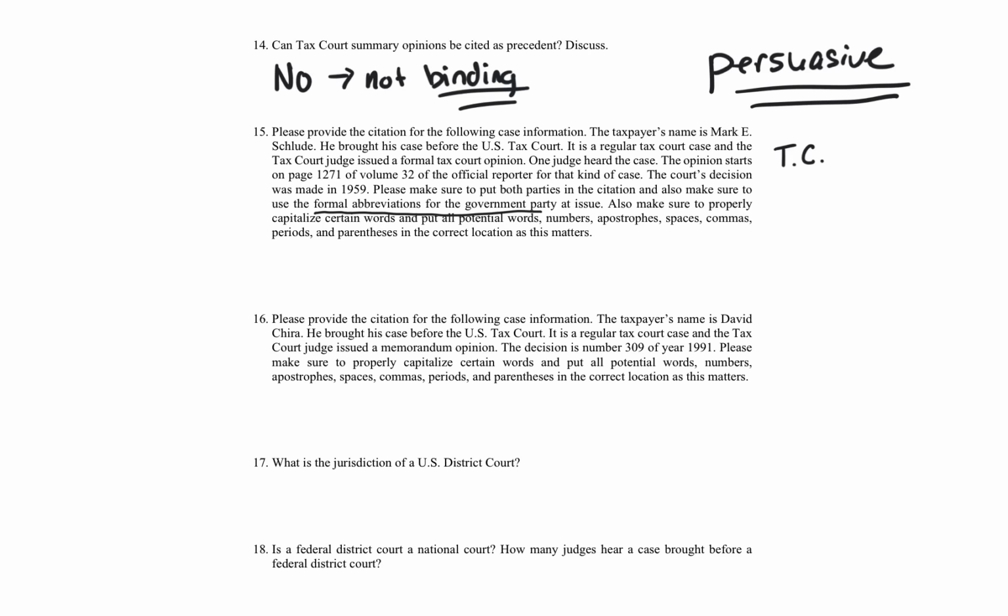If it's going to be a district court case or U.S. Court of Claims, it's going to be U.S., just like that. They want the abbreviation. Also make sure to properly capitalize certain words. So taxpayer's name, commissioner, those words. Put all potential words in the proper place. That makes a big difference.